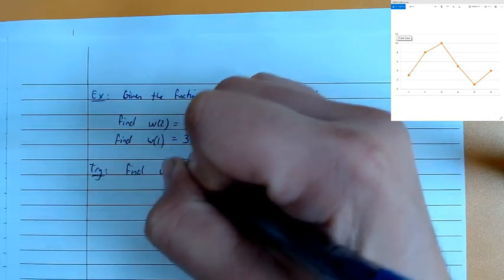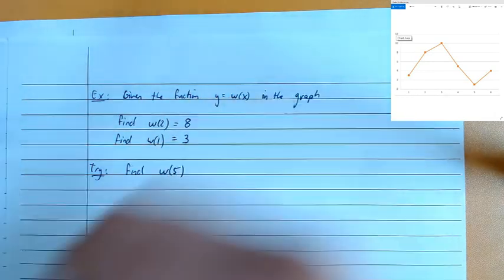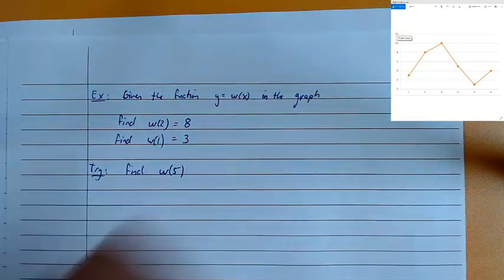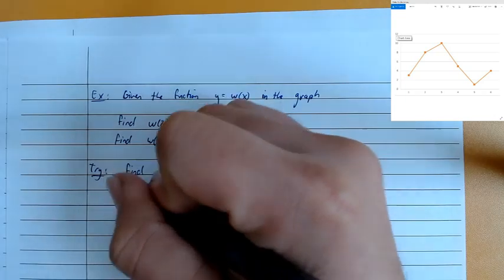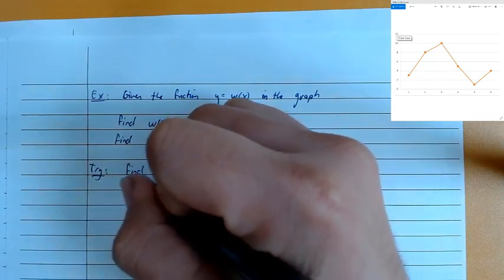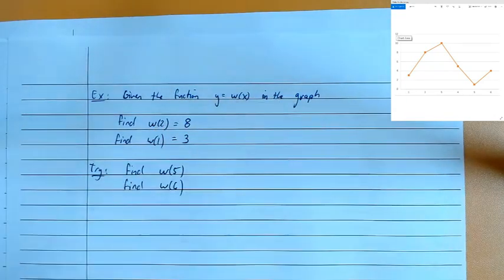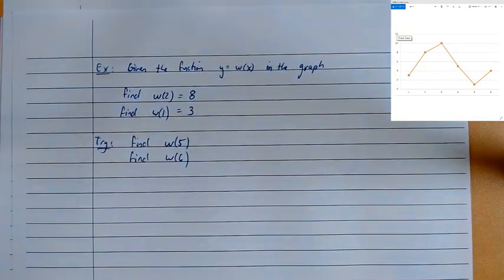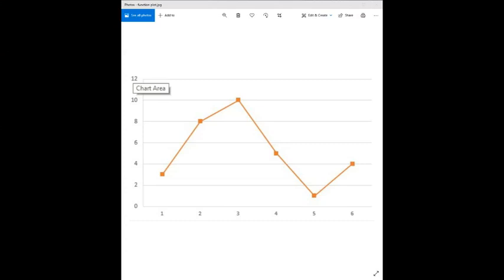Find w of 5, and go ahead and try to find w of 6. Go ahead and pause the video. You're looking for w of 5 and w of 6. Let's blow that up so you can see it better. Once you have those, go ahead and unpause and we'll confirm it together.